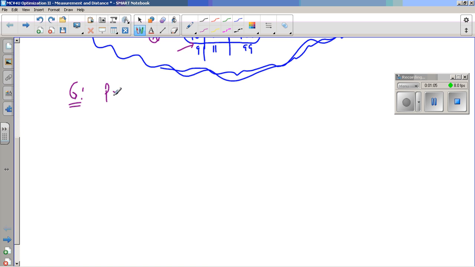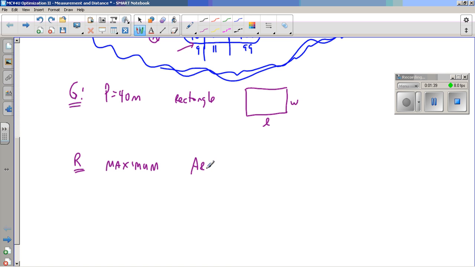We're given the perimeter is 40 meters, and the advice that was given at the first of these optimization problems was draw a diagram if you can, right? And we know it's going to be a square, except we don't know that right now, right? So we know that the length and the width, we want to maximize length times width, where this is a constraint. So what's required is the maximum area, right? We want to maximize the area, right?